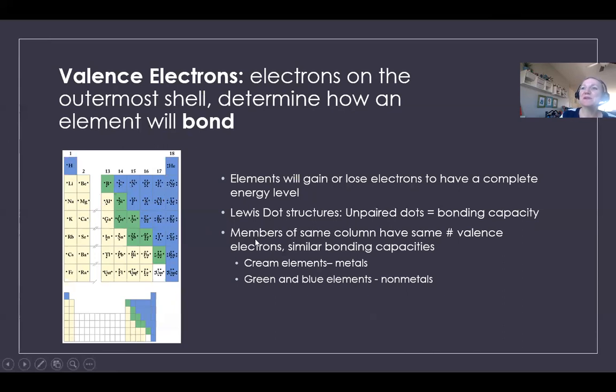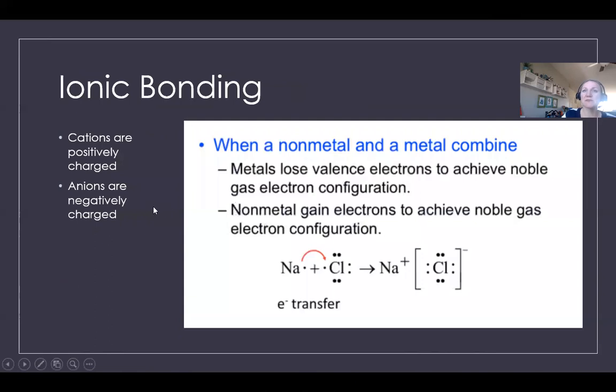We'll get more into this, but I hope this helps you get a little background and see how important these valence electrons are. So let's get into some of the bonding.